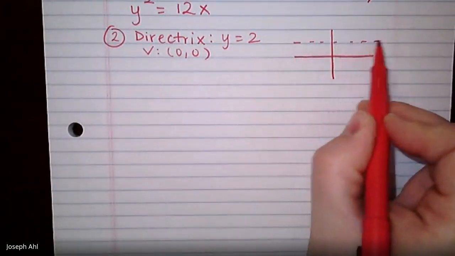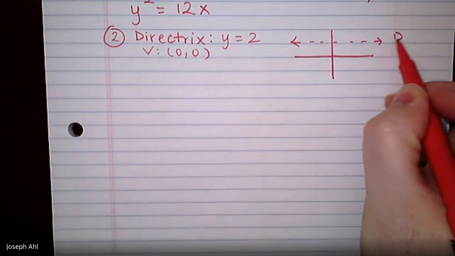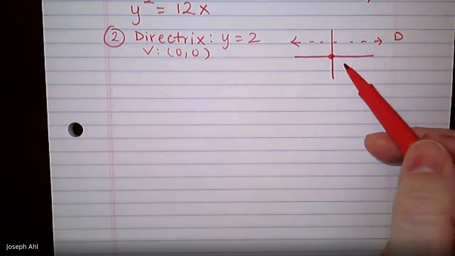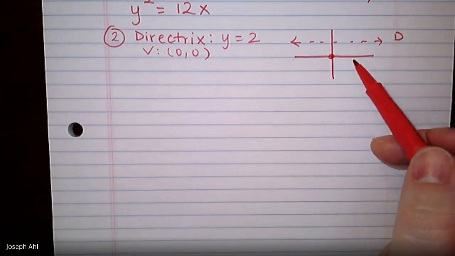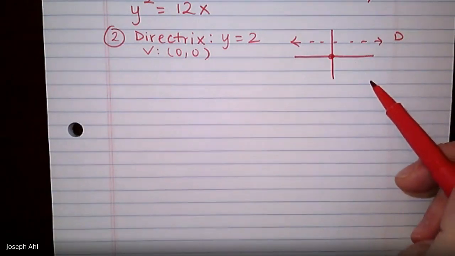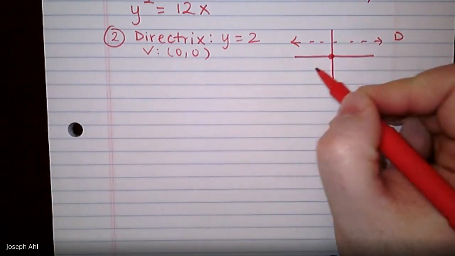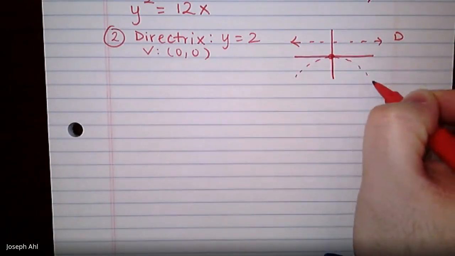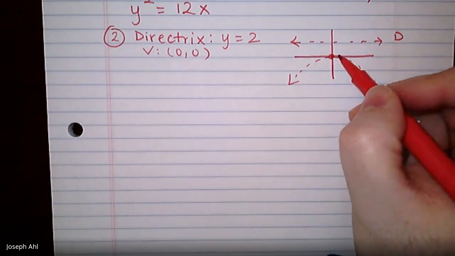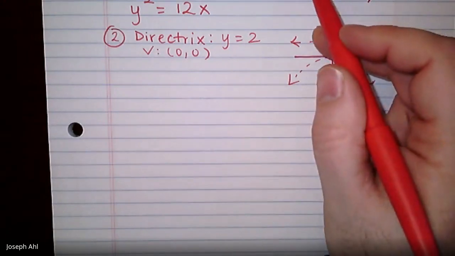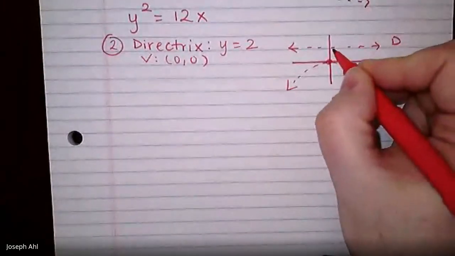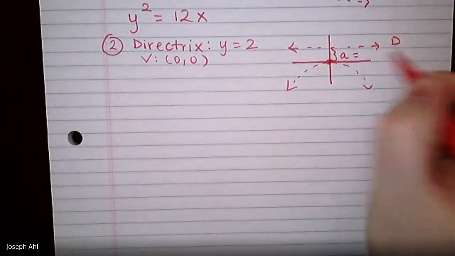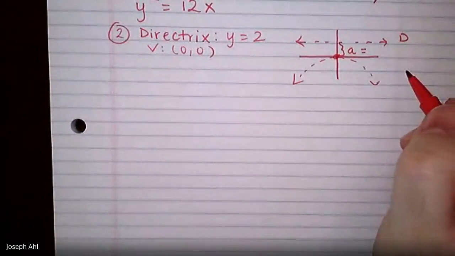So here's the line y equals 2. Here's my vertex. What we should have hopefully become accustomed to by now is that the parabola will never cross the directrix line. So in this case, if I don't want to cross the directrix, I know that the parabola has to open down. And just like the value of a is from vertex to focus, like we had in this one up here, the value of a is also the distance from the vertex to the directrix.